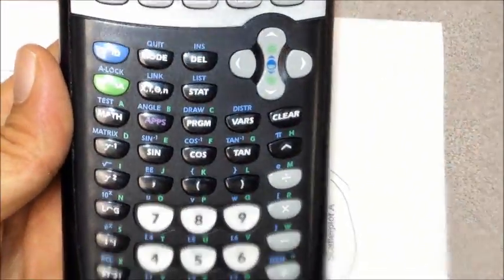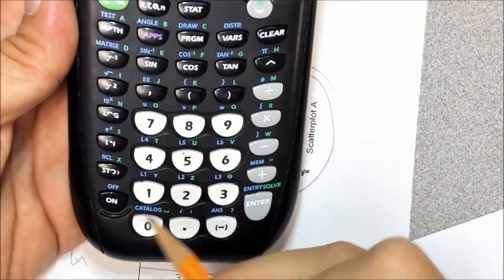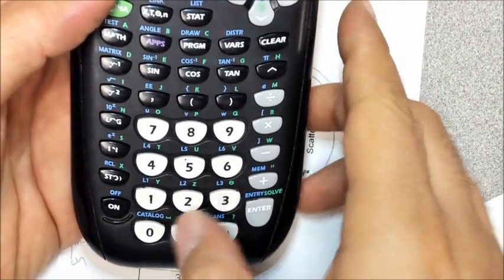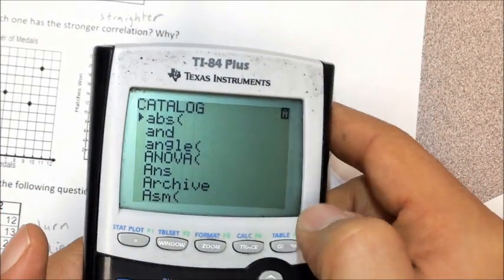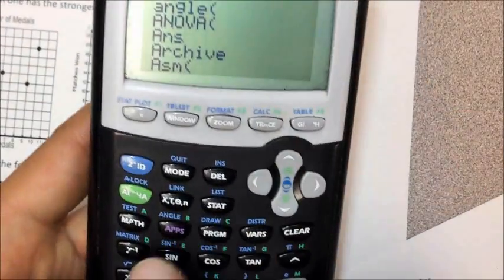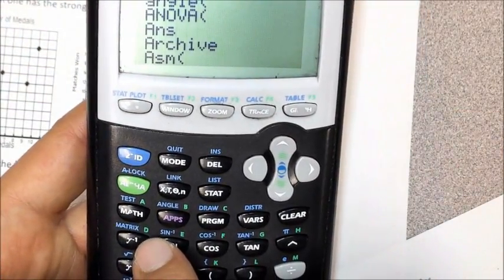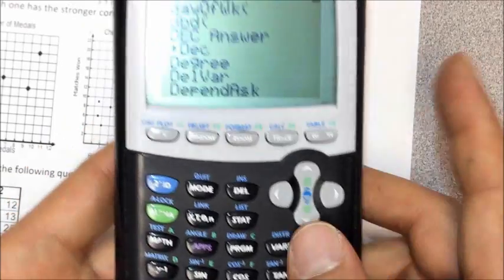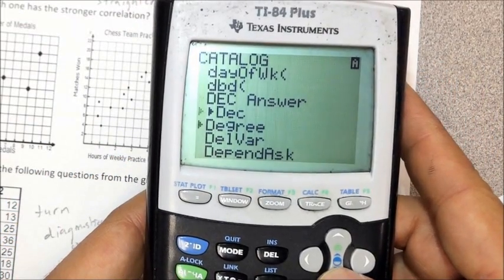Now if you look right here, you'll see the word catalog is in blue. So you press the blue button first, then you press catalog. That will give you a list of commands you could use. Well, I'm going to look for the letter D for diagnostic, and if you see right here in the green, it says the letter D. So if you just press that, we're already in the letter D's.